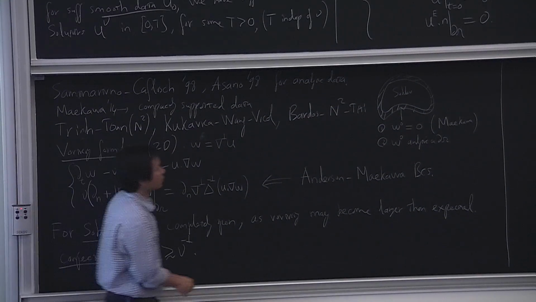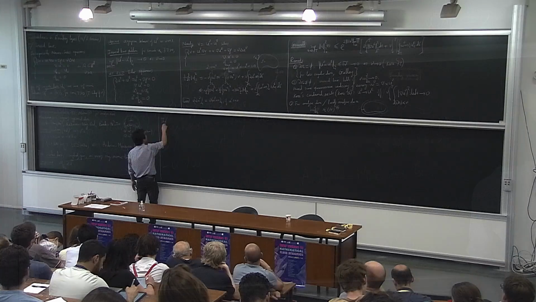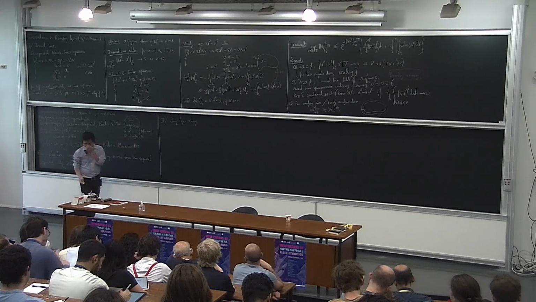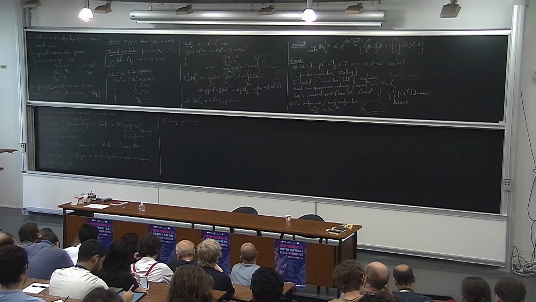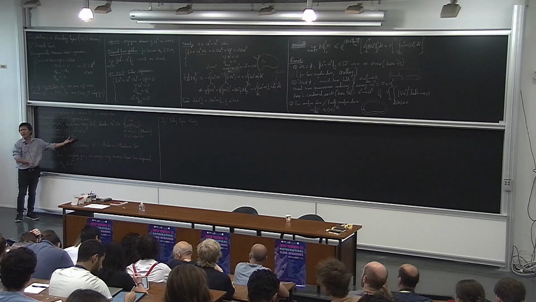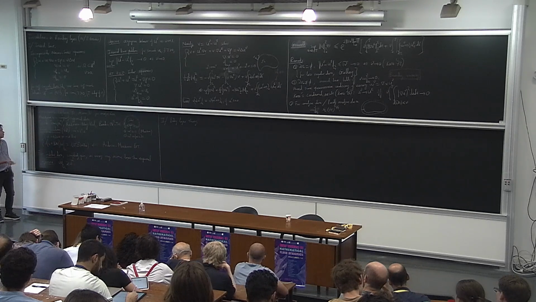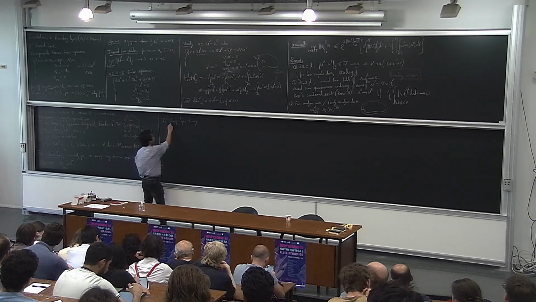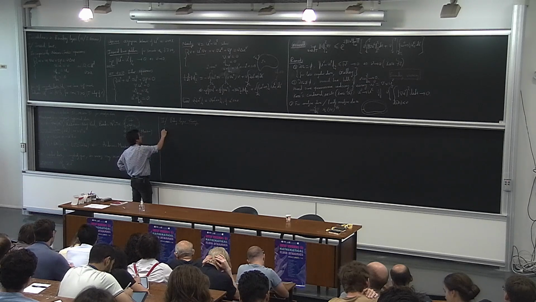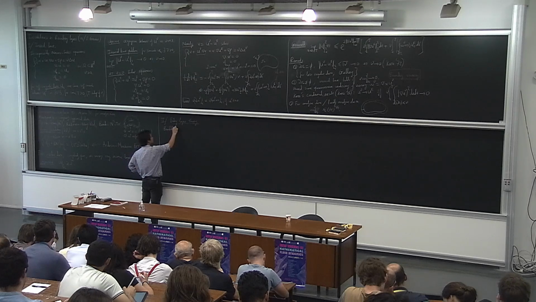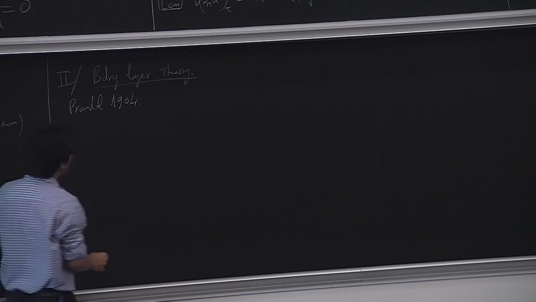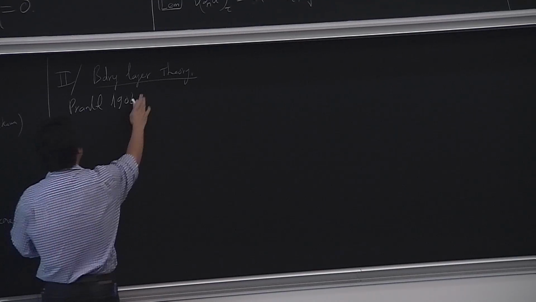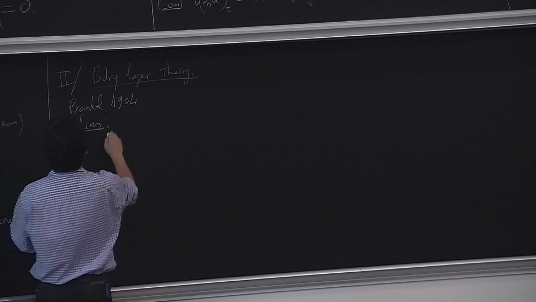So let me try to tell you about boundary layer theory. When the data is Sobolev, because the convection is very large, we are trying to understand what's going on at the boundary. This is the boundary layer theory by Prandtl, in 1904 already, in fact. Maybe let me just state the problem.